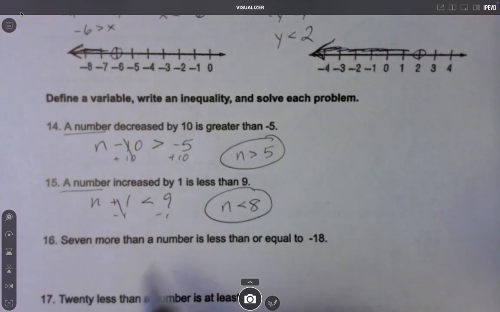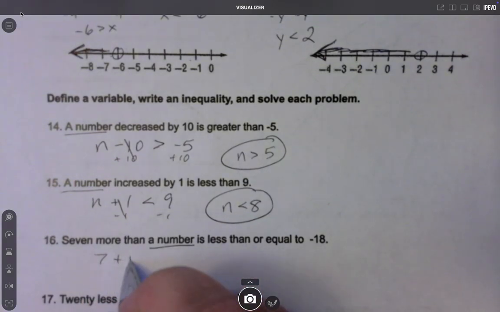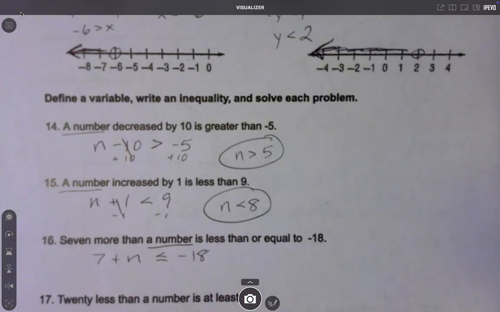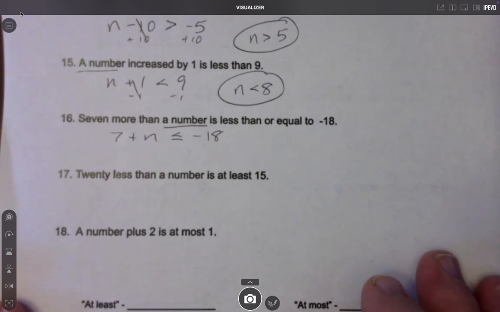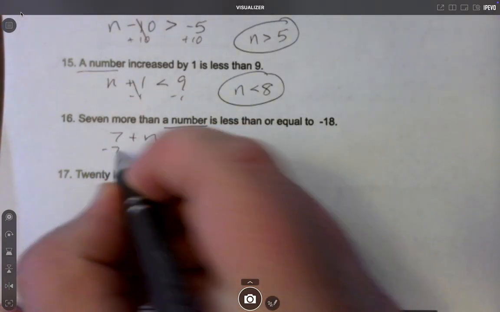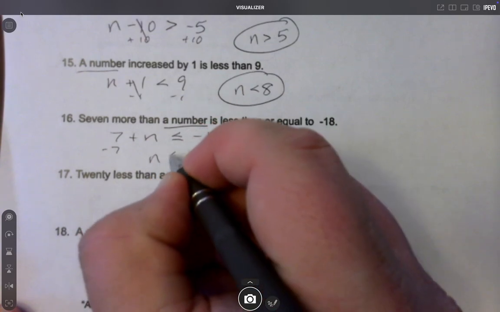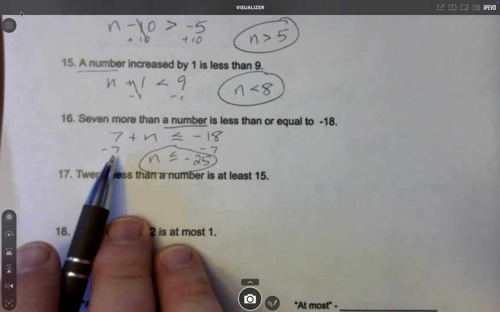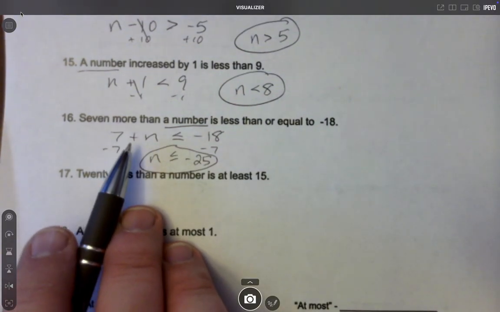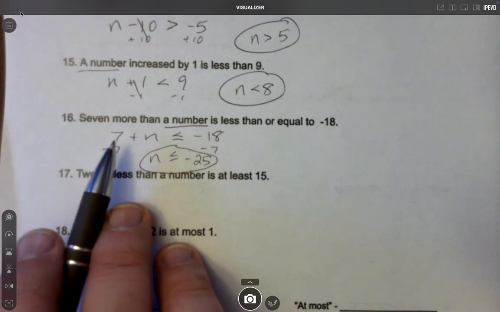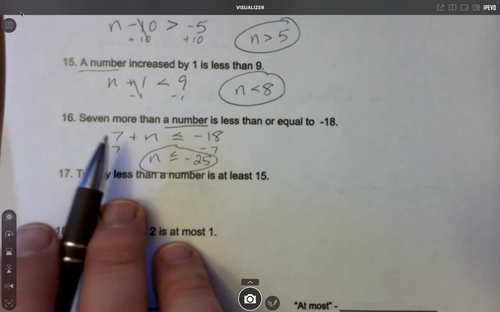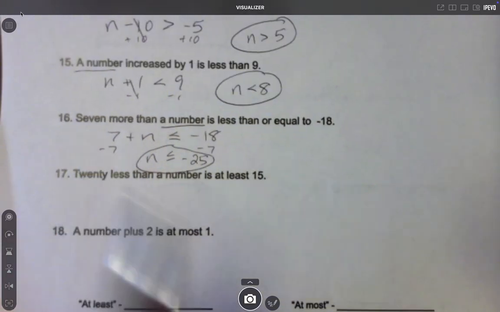Okay, 7 more than a number, so I'll say 7 plus n is less than or equal to negative 18. So we'll subtract 7 from both sides. We get n is less than or equal to negative 25. Okay, and I want to point one thing out. I didn't subtract because I saw that plus sign there. I subtracted because it was a positive 7. So the operation I do doesn't have to do with what comes after the number. It's whatever comes before the number, whether it's a sign, positive or negative, or an operation like plus or minus.